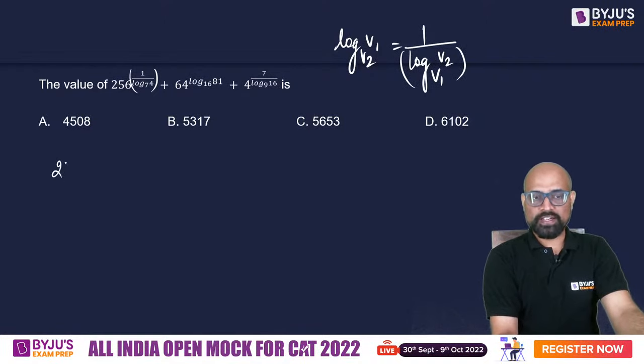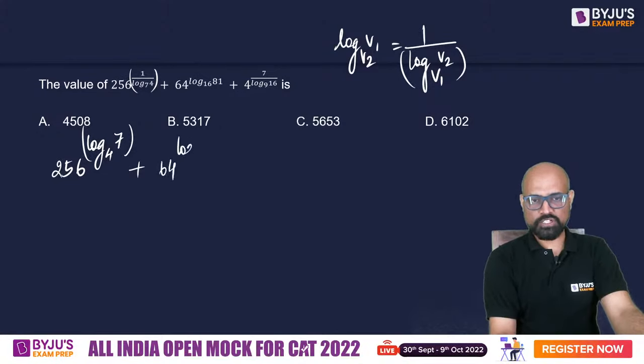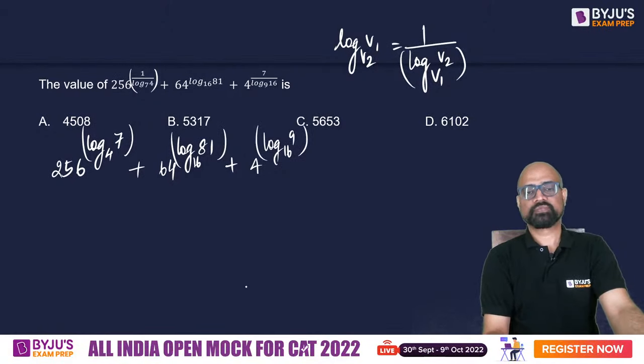So if I take the first term, I can change 7 and 4. All I have to do is write it like this. Next one, no worries. We will leave it as such so that everything is in a standard format. And the third term, we can again change it, 9 and 16. So we have 9 over here and 16 over here.